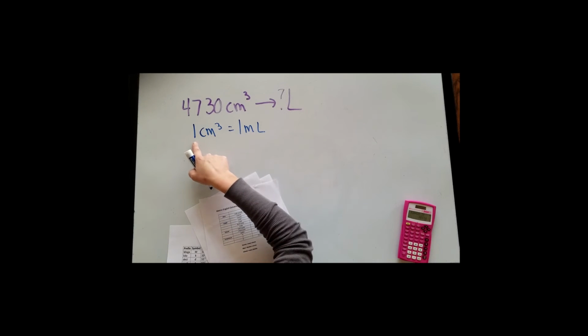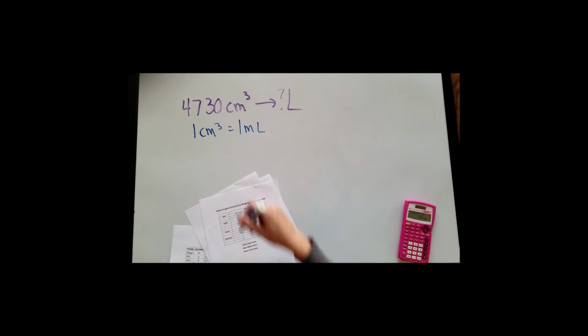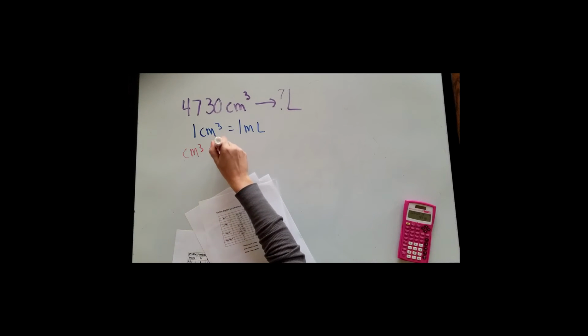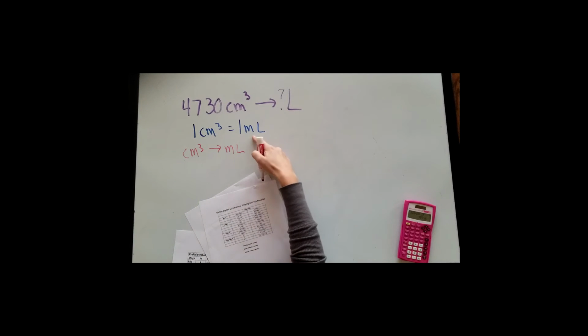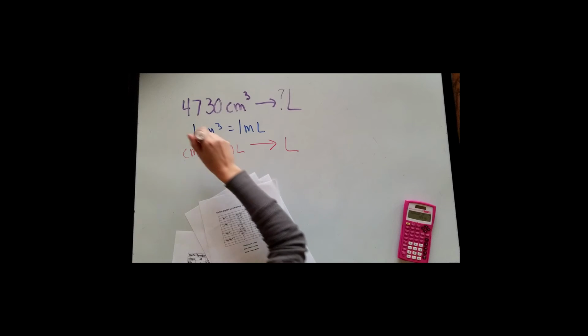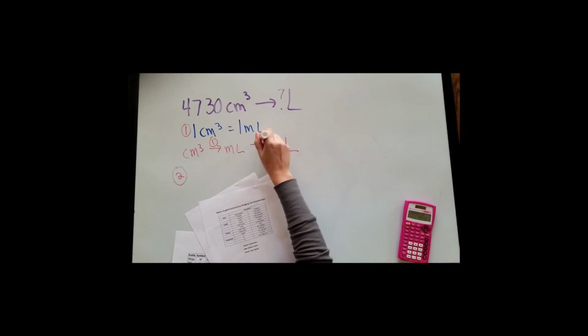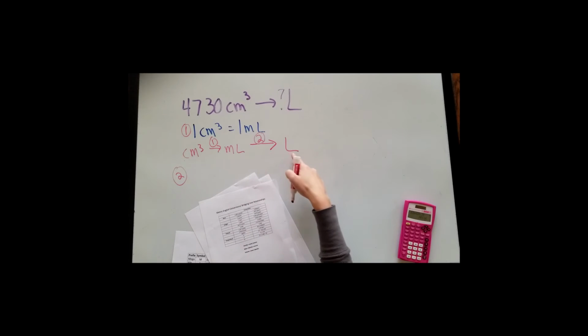So this is something you might want to just remember because it's very handy in a situation like this. So if I go from 1 centimeter cubed to 1 milliliter, what that's going to do, let me write my plan here, is it's going to get me from centimeters cubed to milliliters. But I don't want to be in milliliters, I want to be in liters. So I'm going to have another step here to get to liters. Okay, so here's my first conversion factor, but I'm going to need a second to get from milliliters to liters.